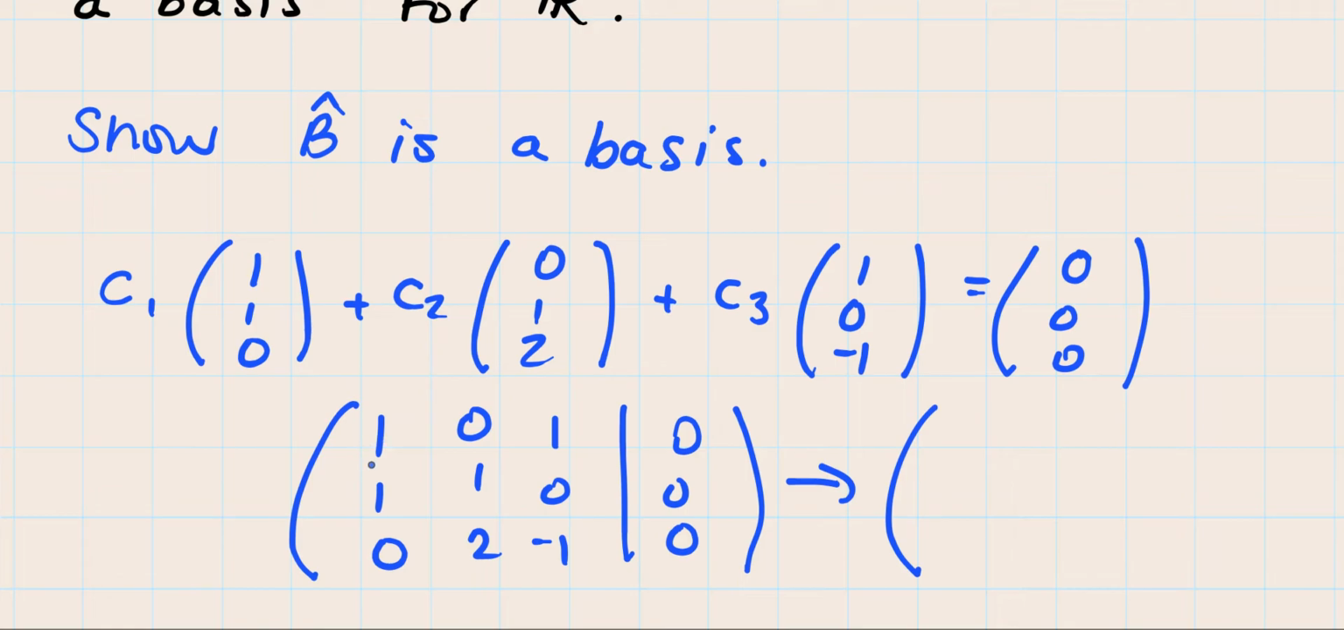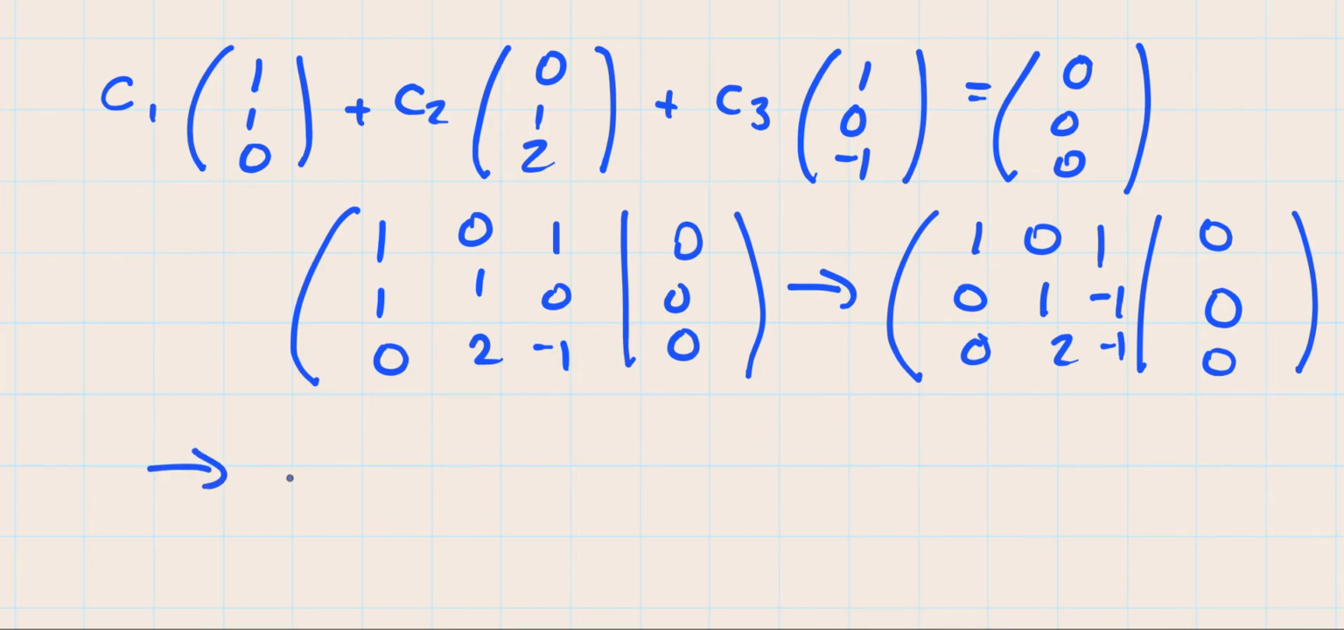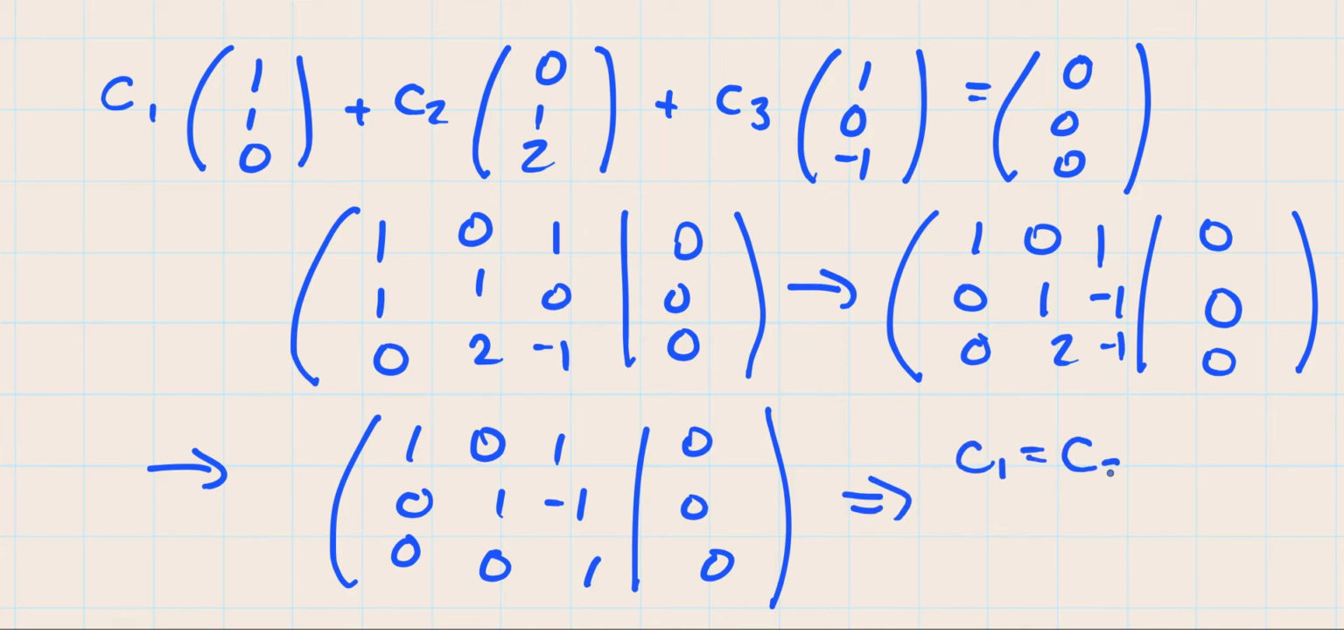So I'm just going to subtract row 1 from row 2. And then I'm going to get rid of this 2 here, so I'm going to multiply this by a -2. I think this becomes 1. And I really don't have to go any further because I can see that I can put this in reduced row echelon form and that the reduced row echelon form is the identity. So this implies C1 is C2 is C3 is 0, and these vectors are linearly independent.